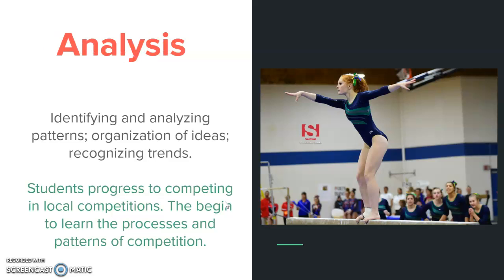The next level is analysis, identifying and analyzing patterns. They start to organize their ideas and they start to recognize trends. Gymnastic students start to progress to competing in local competitions, and they begin to learn the process and patterns of competition.